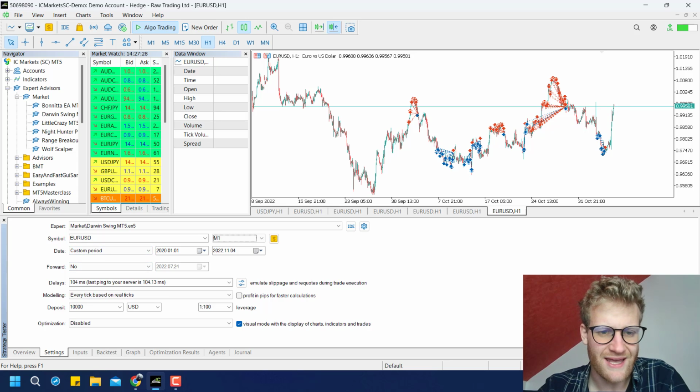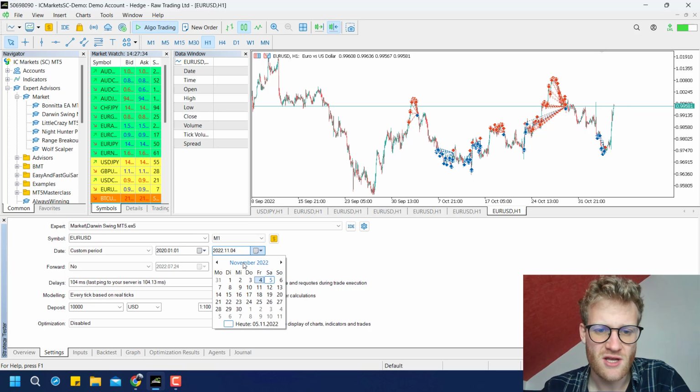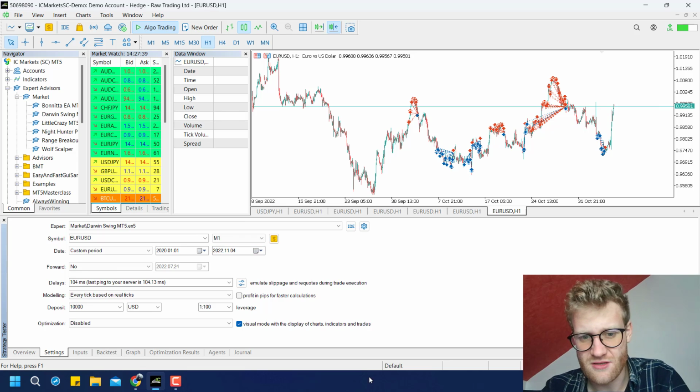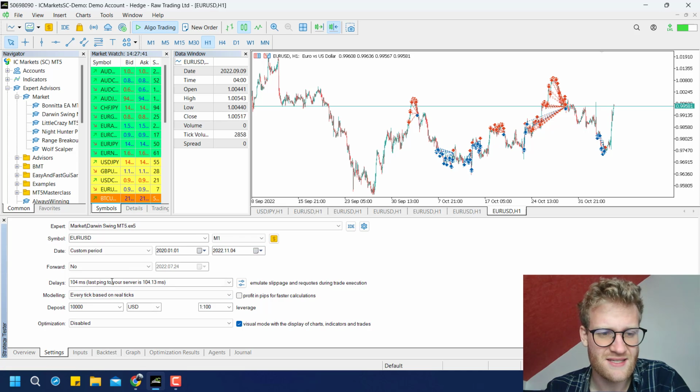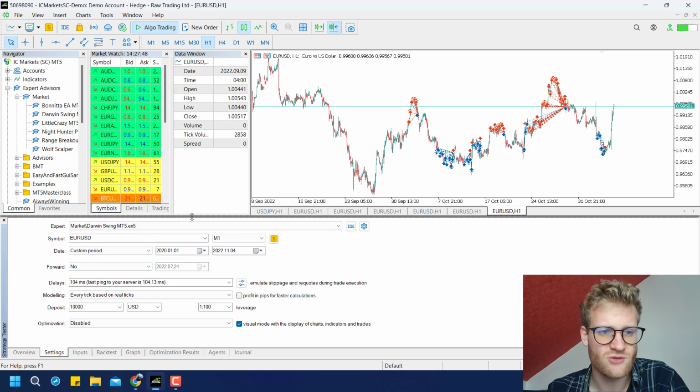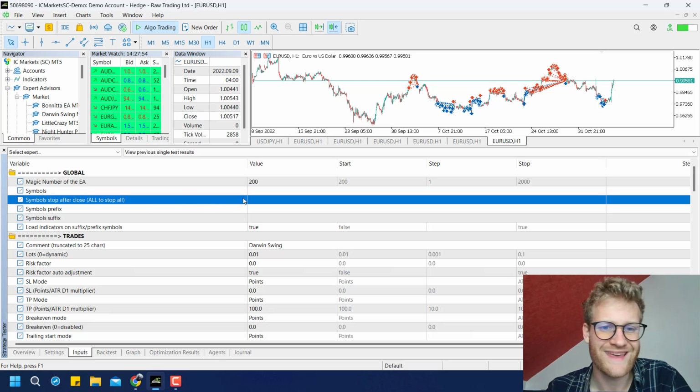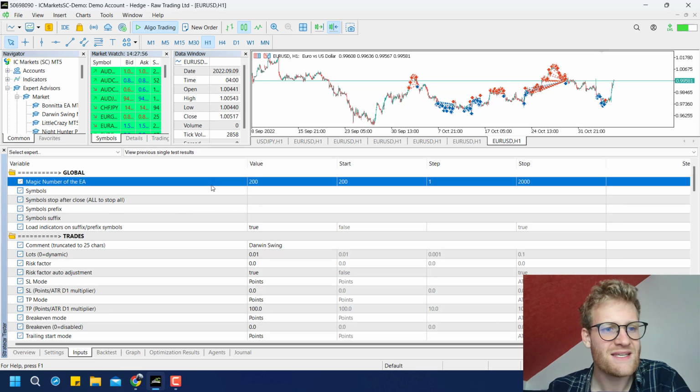We can choose a custom period. I will just go with 2020 up to the current date pretty much. So we have 2 years. I hope that we can see some trades and that it's not like a super slow backtest. So let's have a look at the inputs here. We do not need to change anything else here. So let's have a look at the inputs, and there are a lot of inputs. So let's have a look if we can see something here.